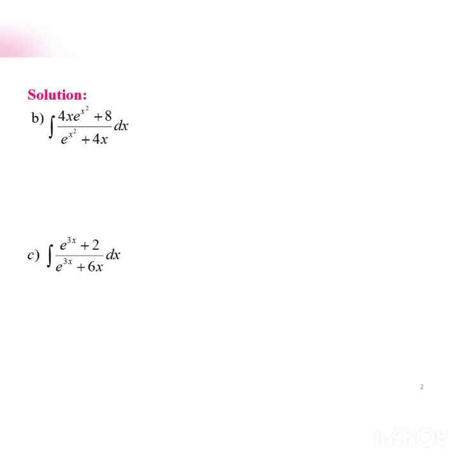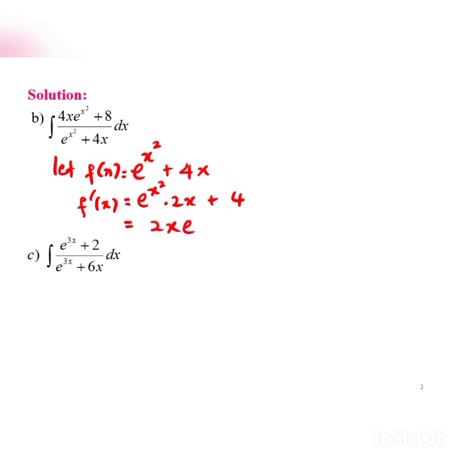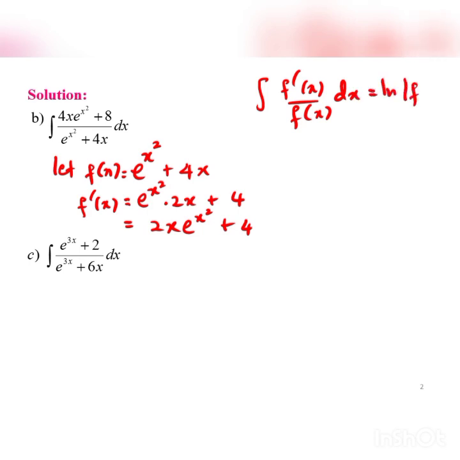Okay, so for solution B, let f(x) equal e to the power of x squared plus 4x, the denominator. If we differentiate the denominator, we get f prime x equal to e to the power of x squared plus 4x times 2x plus 4. So we simplify and get 2x e to the power of x squared plus 4. So the formula is, if we integrate f prime x over f(x) dx, the answer is ln f(x) plus c.